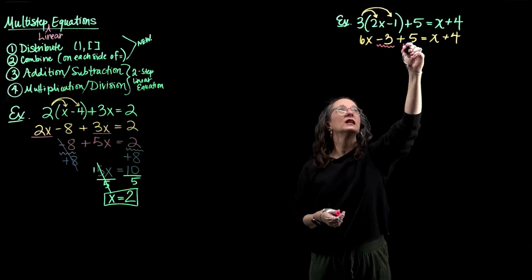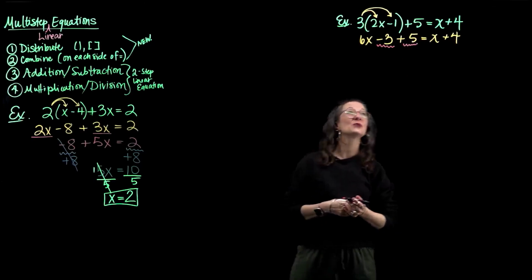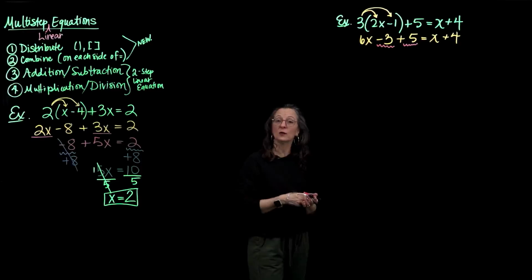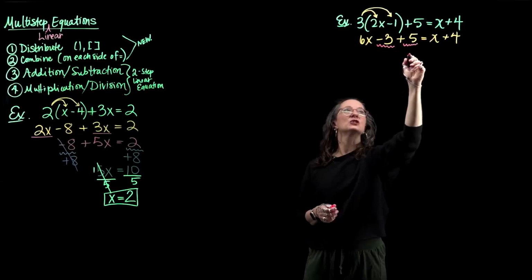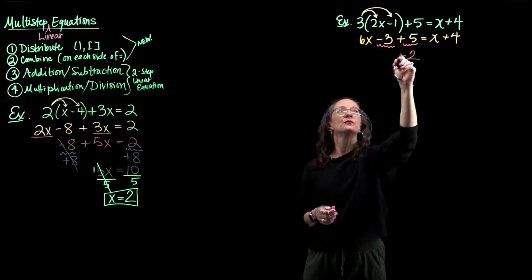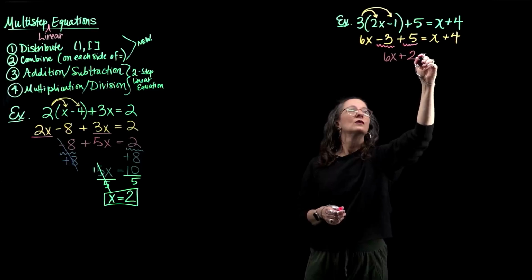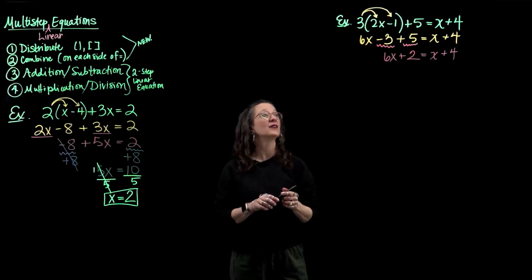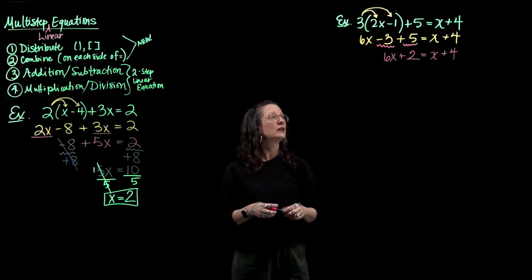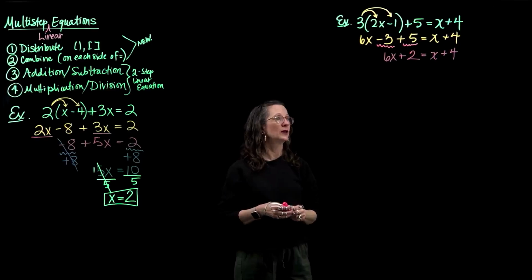On the left side of the equal sign, I have a minus 3 and a plus 5, and we can combine those two numbers together. Minus 3 plus 5 is just 2. So when I rewrite the left side of my equation, I have 6x plus 2 equals x plus 4.